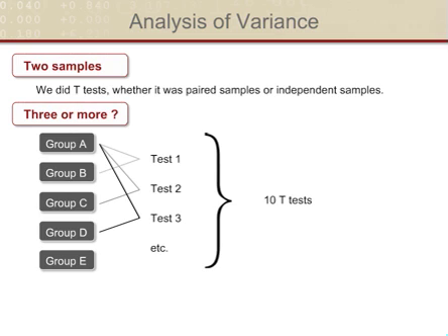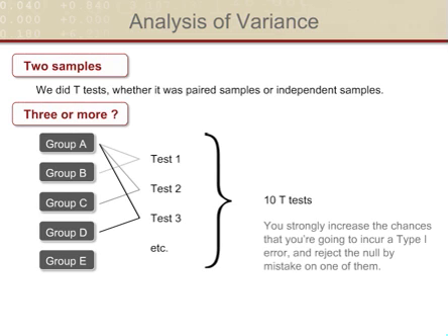When you do that 10 times, you're not guaranteeing, but you've strongly increased the chances that you're going to reject the null by mistake on one of them. Just by the law of large numbers, it's bound to happen. You keep taking more and more comparisons, it's very likely to happen. So we're almost guaranteeing that we're going to get a false result here.